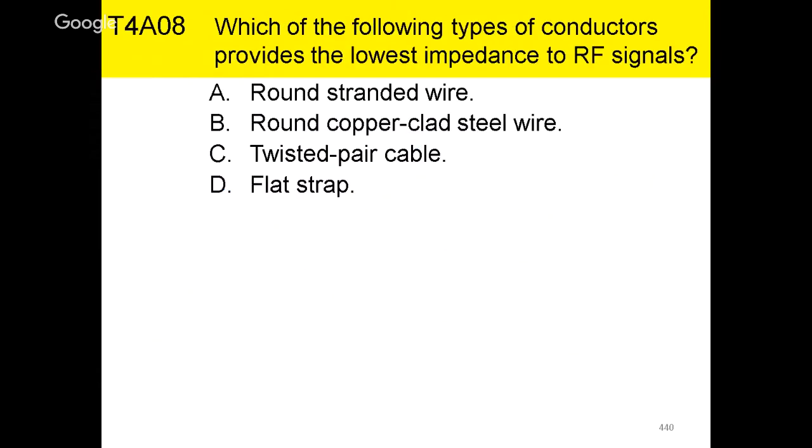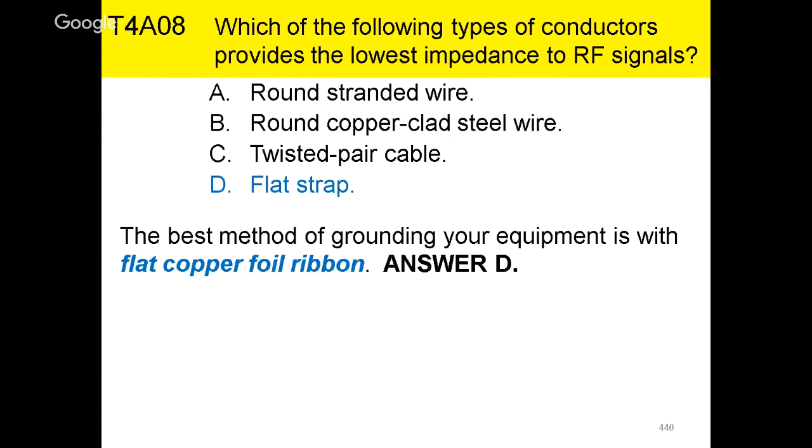Which of the following types of conductors provides the lowest impedance to RF signals? In other words, they pass more readily and easily. Typically, your flat strap is one of the best methods for grounding your equipment. It's usually a flat copper foil ribbon.